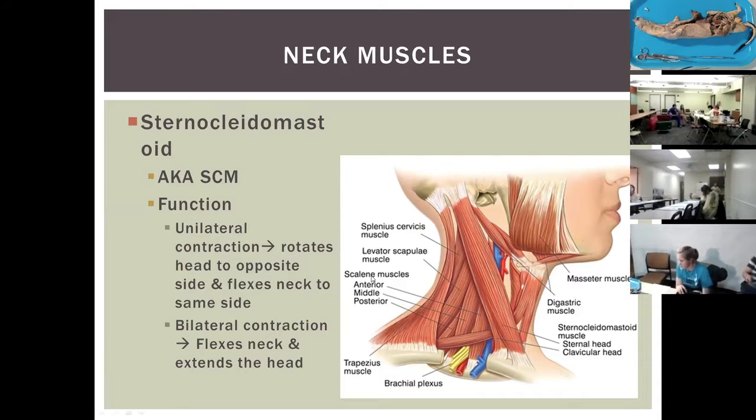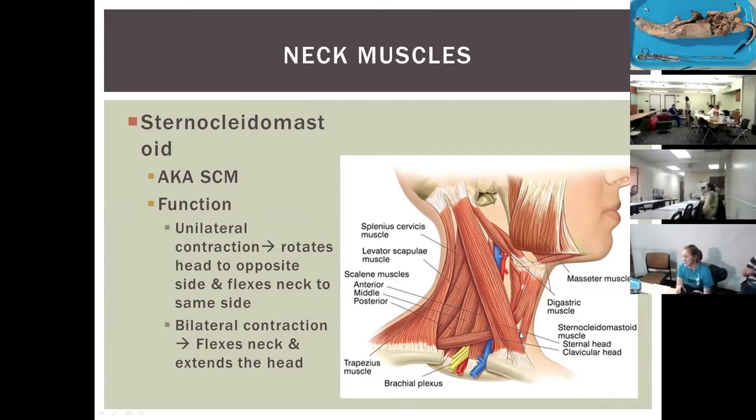So you can see in this picture, it goes from the mastoid process, which I know we didn't talk about. It's just at the back end of the temporal bone, so right where my mouse is back here, and it has two heads. It can touch the sternum here, or it touches the clavicle as well.